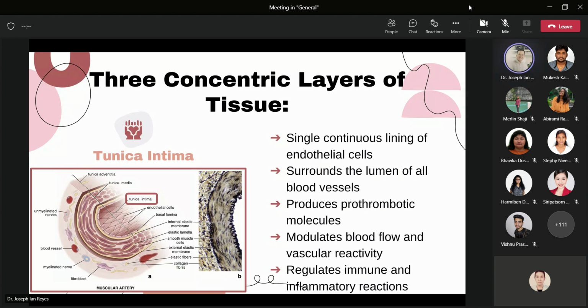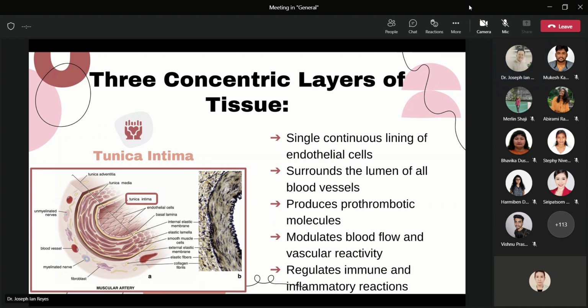It's a single continuous lining of endothelial cells. It surrounds the lumen of all our blood vessels. It produces antithrombotic molecules. It modulates blood flow and vascular reactivity, and it regulates the immune and inflammatory reactions. In this layer, it synthesizes regulators of thrombosis, such as prostacyclin, plasminogen activator, and heparin-like molecules.